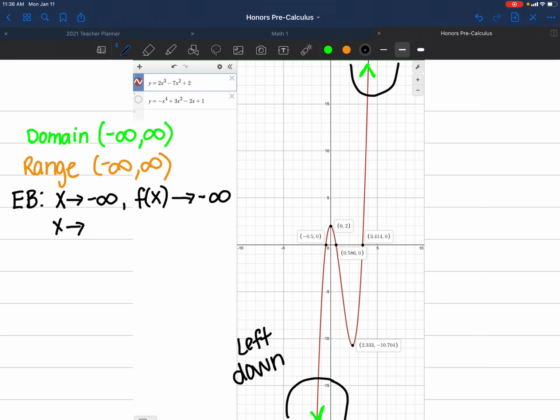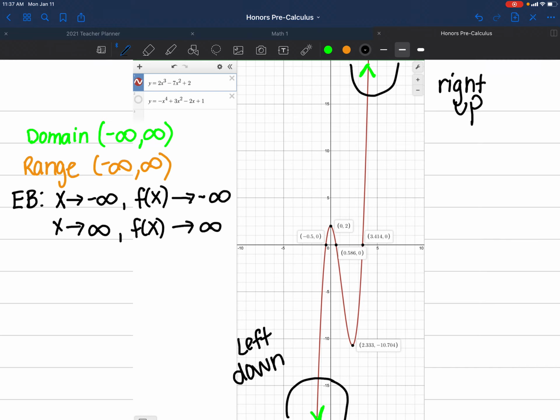So then we have the right side. The right side is going up. All right, so as x approaches positive infinity, we're going to the right this time, so it's going to be positive. Then my y values are going up, which is also going to approach positive infinity.